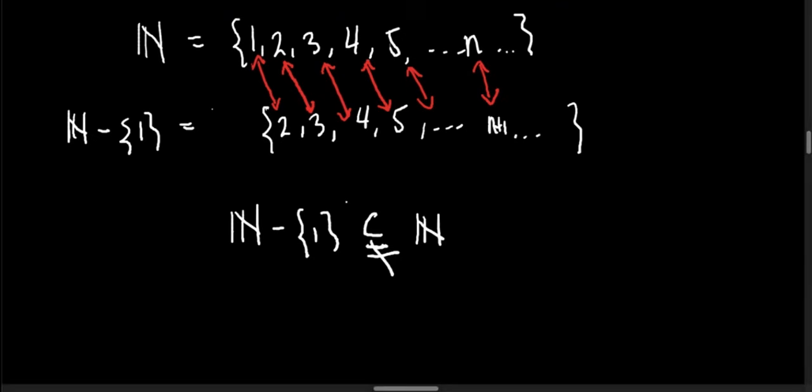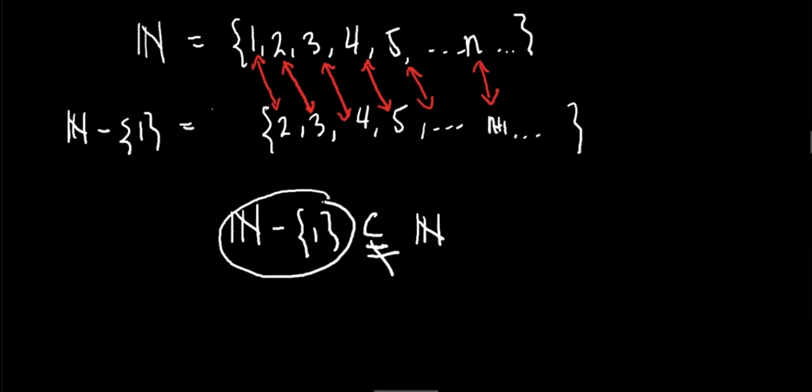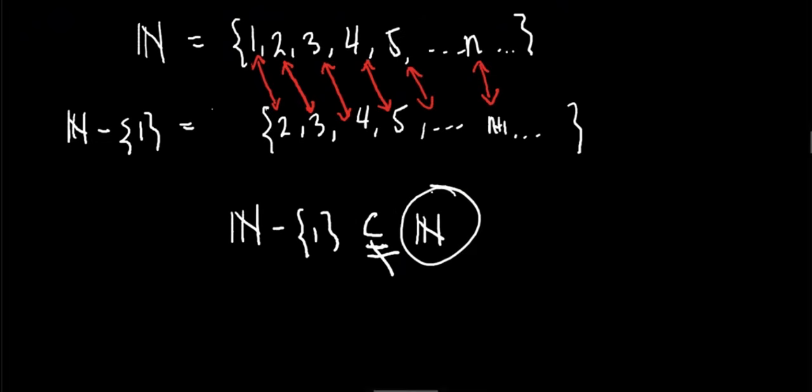So the surprising fact that a proper subset of a set N can have the same size as N is actually a feature of all infinite sets, and it's actually a way to define what it means for a set to be infinite. So a set is infinite if and only if its elements are in one-to-one correspondence with some proper subset of itself.